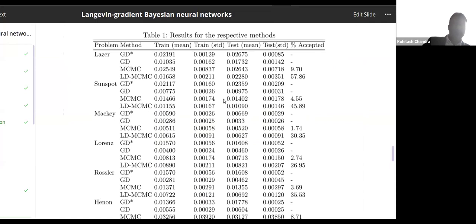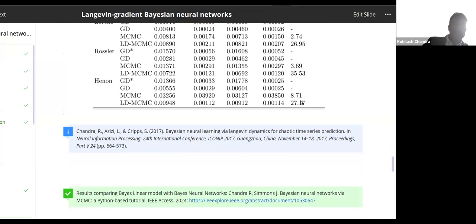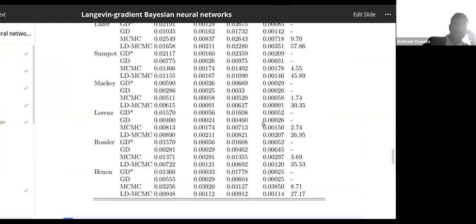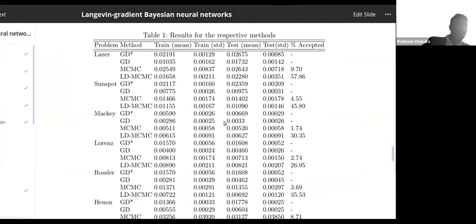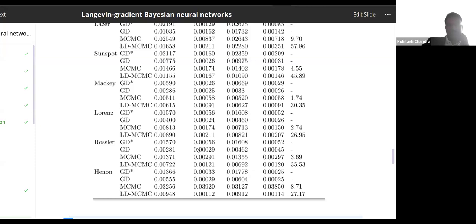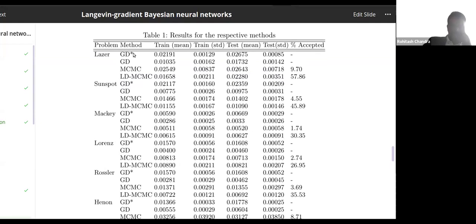So if you run, so these results are from this paper where we implemented this first, and we did this for a long set of samples, 100,000 samples, to see how things are going. And we are comparing with gradient descent and MCMC. The gradient descent star is a shorter gradient descent time, and the gradient descent is again where we just let it run for a very long time. And the MCMC and the Langevin dynamics MCMC, you can see the train and test.